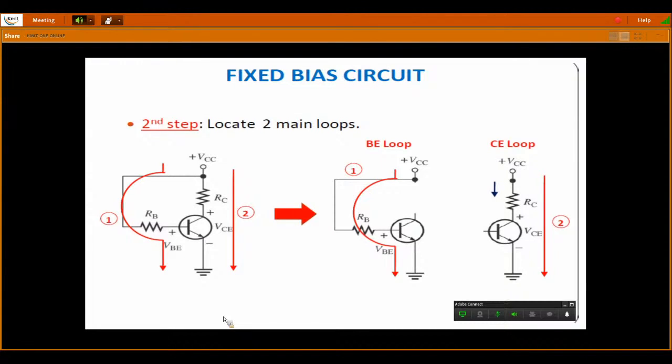So the second step, in order to analyze this, is that we are dividing the total circuit into two loops. One loop will be the input loop, the second one will be the output loop, or the base to emitter junction loop and the collector to emitter loop, because the emitter I am taking as the common terminal, hence it is the CE loop.